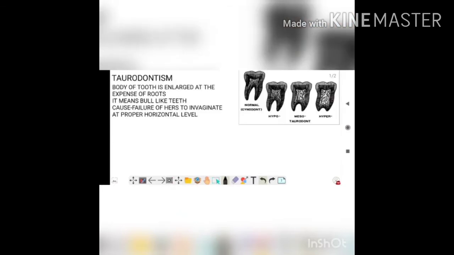Let's study the next developmental disturbance, that is taurodontism. So the term taurodontism was given by Sir Arthur Keith in 1913. Now what is taurodontism? It is a peculiar dental anomaly in which the body of tooth is enlarged at the expense of roots. So in this, the body of tooth is enlarged and the roots are shorter. It means bull-like teeth. So they resemble the teeth of a bull. So they have given the name bull-like teeth.